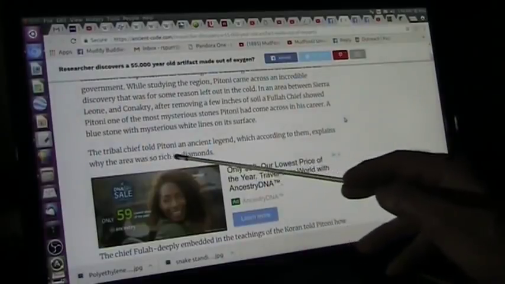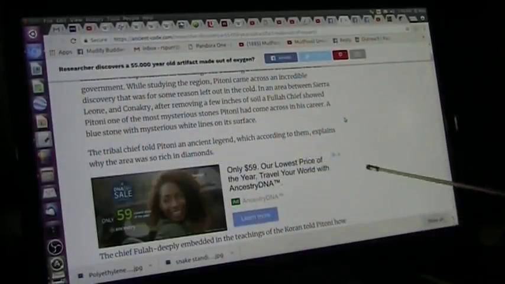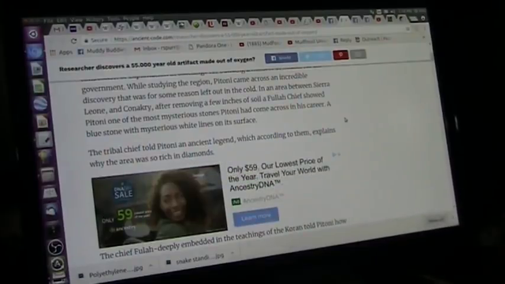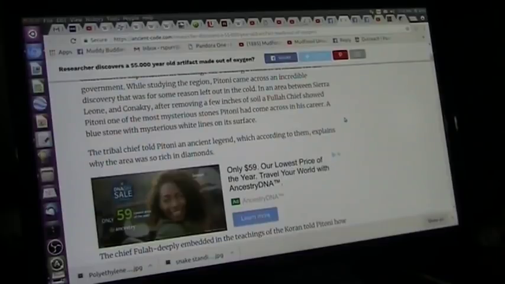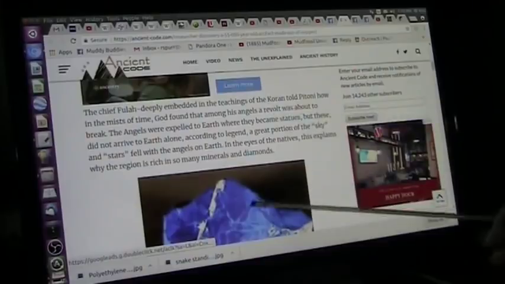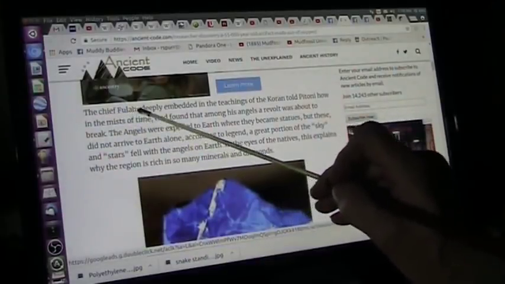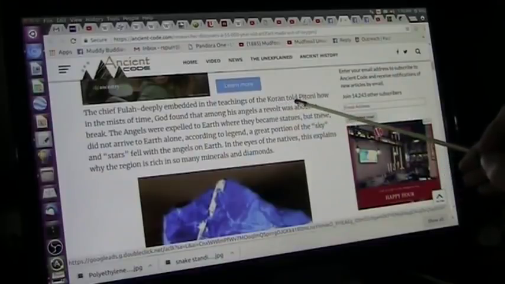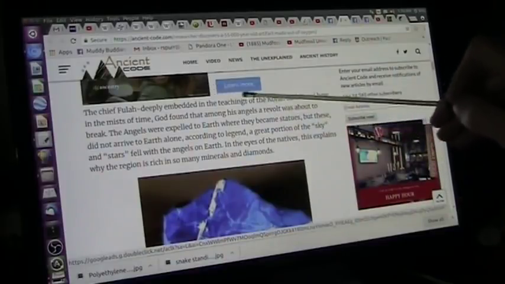And the tribal chief told Pittoni an ancient legend which, according to them, explains why the area was so rich in diamonds. And it explains every single thing that I have been talking about. Every single thing is explained right here in the next 2 paragraphs or so. Now, here's what we got. That's the stone. The chief, Fula, deeply embedded in the teachings of the Quran, like that's a big deal. It has nothing to do with this.